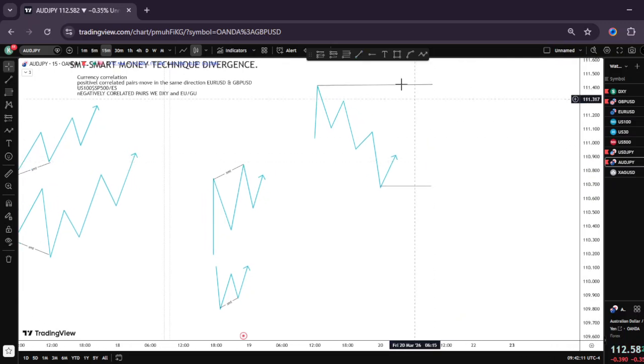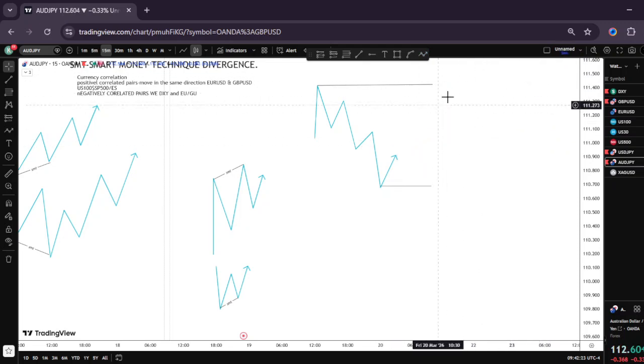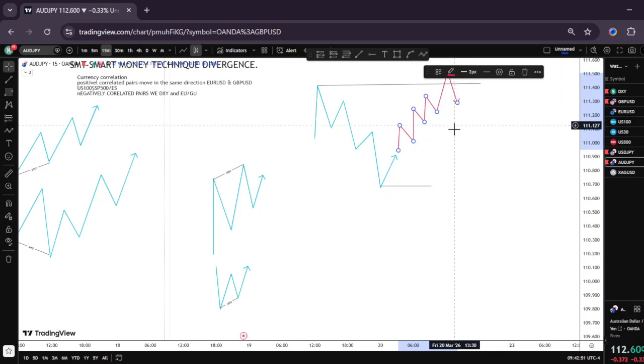So in case of an SMT, you will realize now that, let me use a different color. We expect when price reaches this point or takes out this high to reverse. So you will find out in case of an SMT, we realize in GU, for example, we start moving in that direction, making higher highs, higher lows, higher highs, higher lows. And then we take out this high, and then we close within the range.